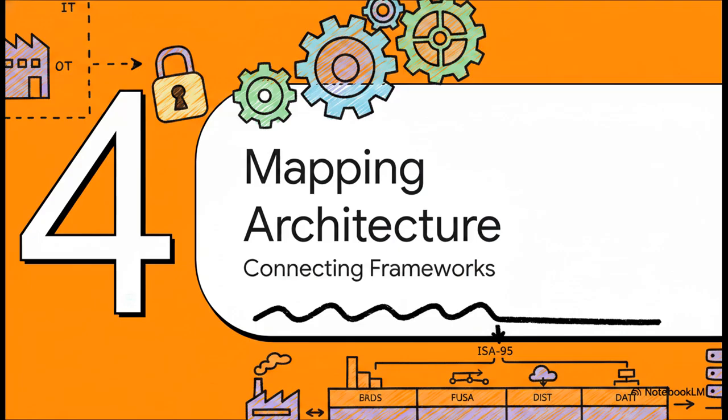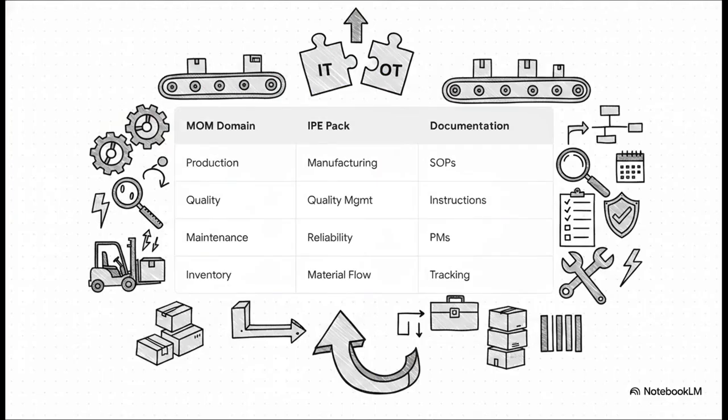Let's move on and see how this builds in Section 4, Mapping Architecture to Execution, Connecting the Frameworks. The alignment between these frameworks is almost perfectly one-to-one. ISA95 Part 3 defines 4 core domains at Level 3: production, quality, maintenance, and inventory. And because IP packs are structured to align directly with those specific domains, deployment is incredibly seamless. The abstract models defined in the standard are instantly backed up by concrete, executable documentation for your workforce. We're talking actual inspection instructions for quality or PM workflows for maintenance.